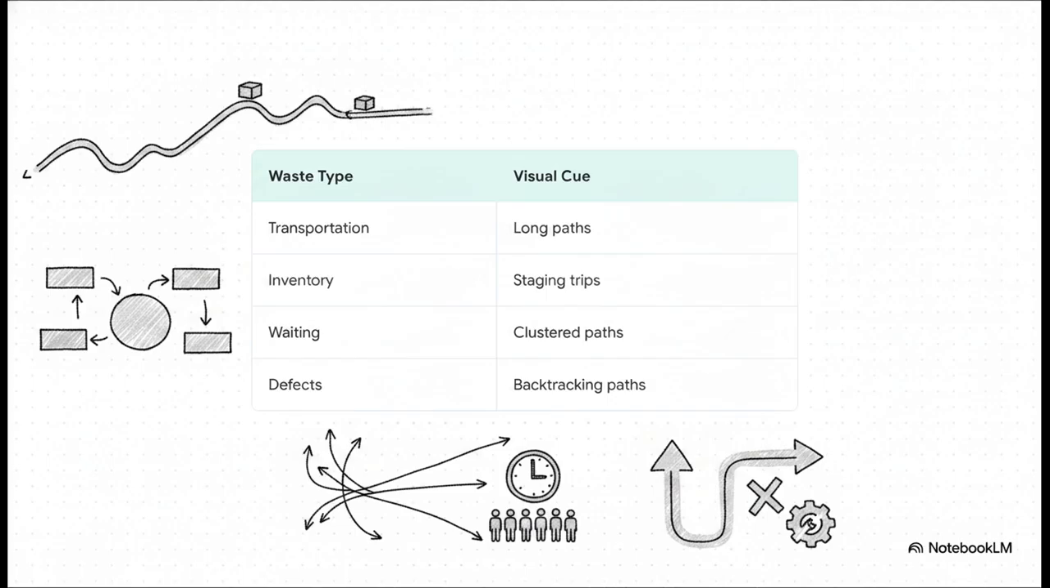That highly suggests heavy inventory buffering. What about a massive cluster of multiple paths converging on one single location? Yeah, that usually means people are just waiting in a queue for a shared resource. And backtracking paths? Those often point straight to an area for rework, exposing defects in the process. It's all right there on the map.